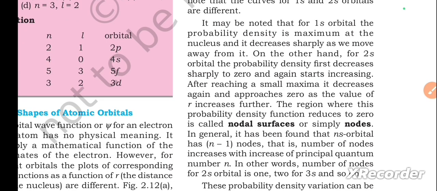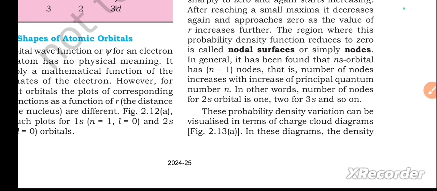On the other hand, for the 2s orbital, the probability density first decreases sharply to 0 and again starts increasing. After reaching a small maximum, it decreases again and approaches 0 as the value of r increases further. The region where this probability density function reduces to 0 is called a nodal surface, or simply a node. In general, it has been found that an ns orbital has n-1 nodes, that is, the number of nodes increases with increase of principal quantum number n. In other words, the number of nodes for the 2s orbital is 1, 2 for 3s, and so on.